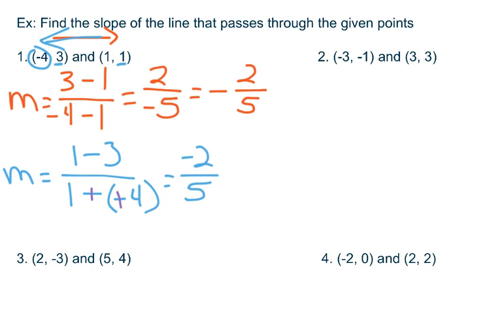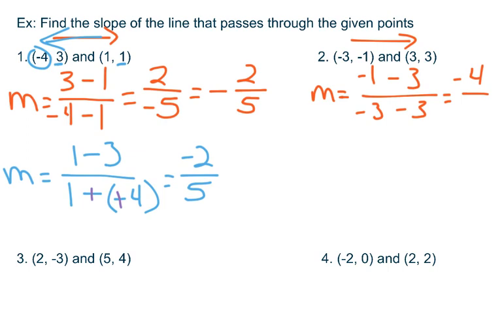Okay, number 2, let's try another one. Negative 3, negative 1, and 3, 3. I'll go left to right again. So the slope is letter M. Start with your y values, negative 1, minus 3. Then the x values, negative 3, also minus 3. Negative 1 minus 3 is negative 4. Negative 3 minus 3 is negative 6.